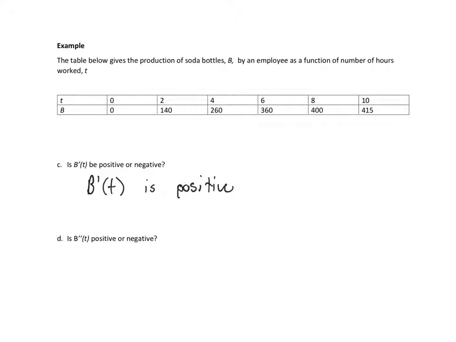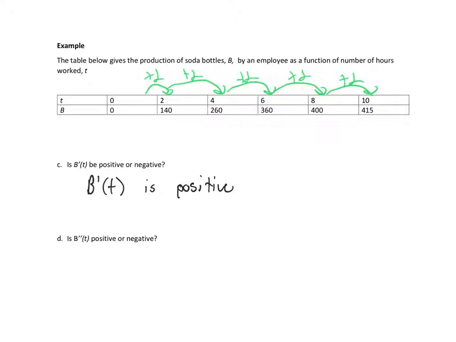So that one seems pretty obvious, but what's going to be less obvious in this case is actually what the second derivative is going to be. Is it going to be positive or negative? So again, what I would notice, the inputs are changing by the same amount every time. We're adding 2 to get from one point to the next.